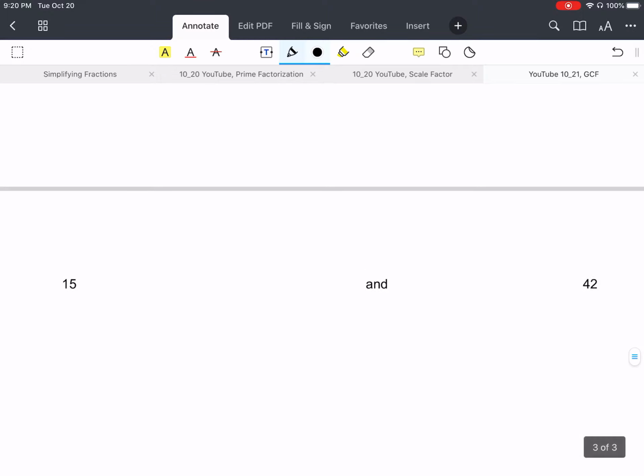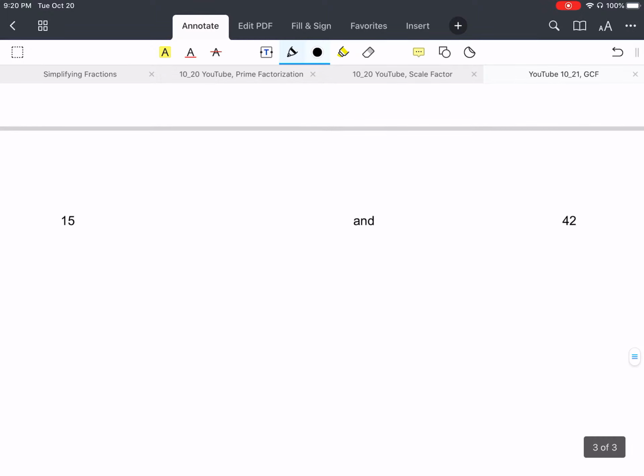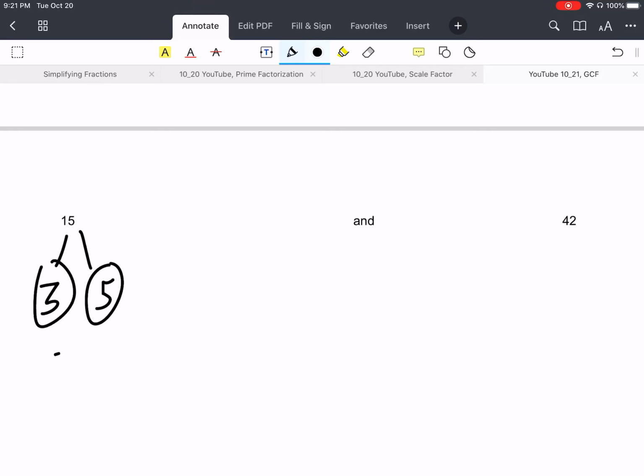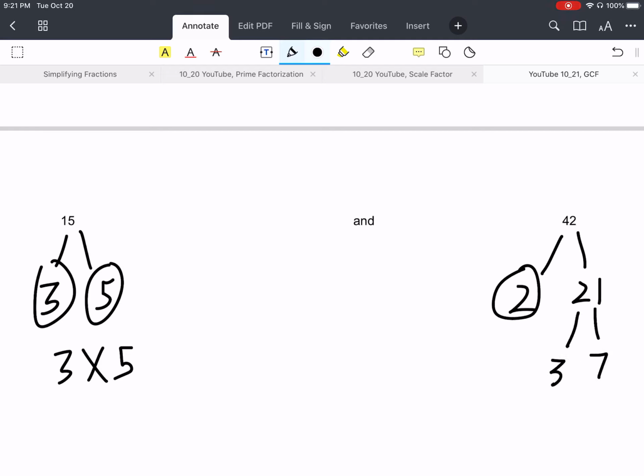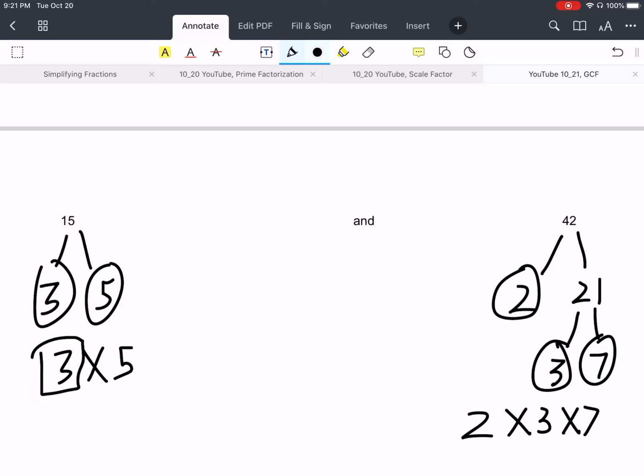So we have 1 or 2 more. 15, that just splits into 3 times 5. Those are both prime numbers. And 42, let's do 2 times 21 and 3 times 7. So that is 2 times 3 times 7. We have a pair of 3's. And that is it. That is our only pair. So that means our greatest common factor is 3.